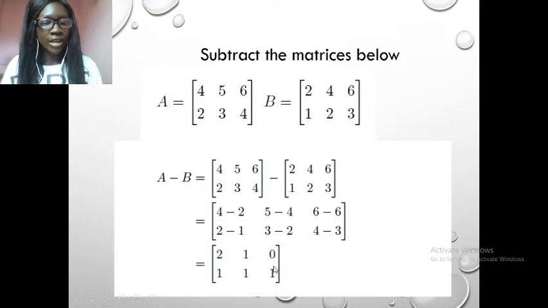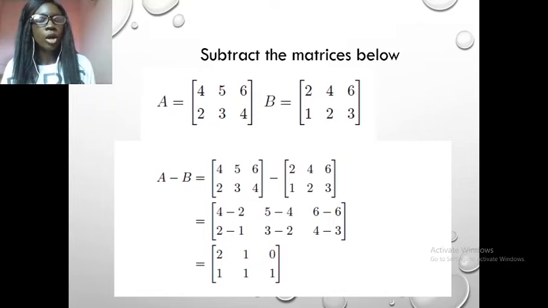Okay, so if the dimension of your answer is not the same as your question, you have to check very well. Before we subtract, we check the dimensions to know if they are the same. If they are the same, you go ahead to add or subtract. If they are not the same, there's nothing you can do. You just write down that we cannot add this matrix, or we cannot subtract this matrix, depending on what you're being given.